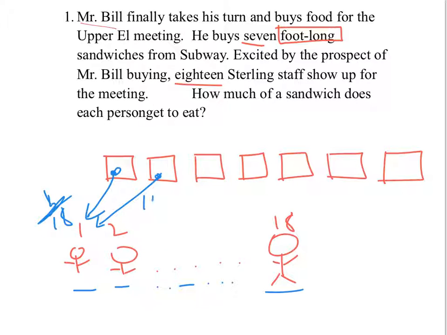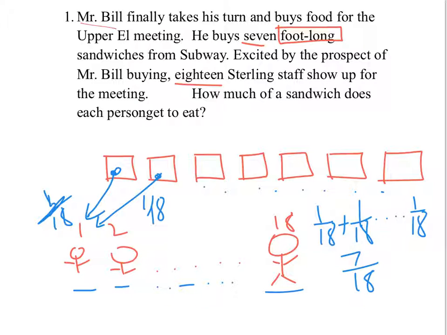That same guy, how much does he get out of the next one? Also 1/18. So from each of the 7, he gets an 18th. So you get an 18th plus an 18th 7 times. So altogether, it's 7/18. So 7 sandwiches divided among 18 people. It's kind of easy when you think about it. 7/18.